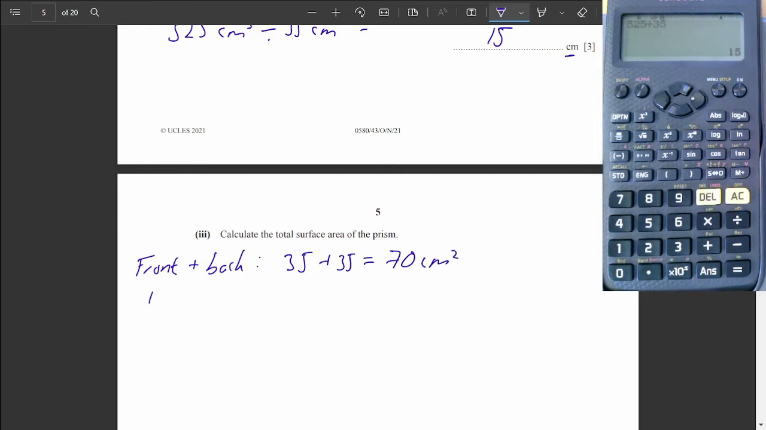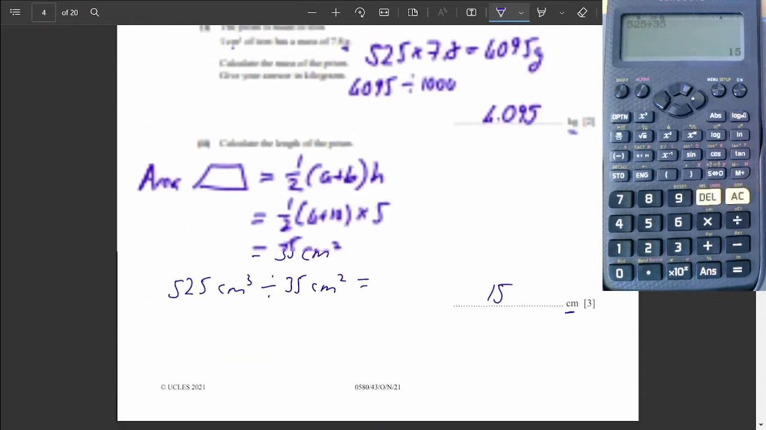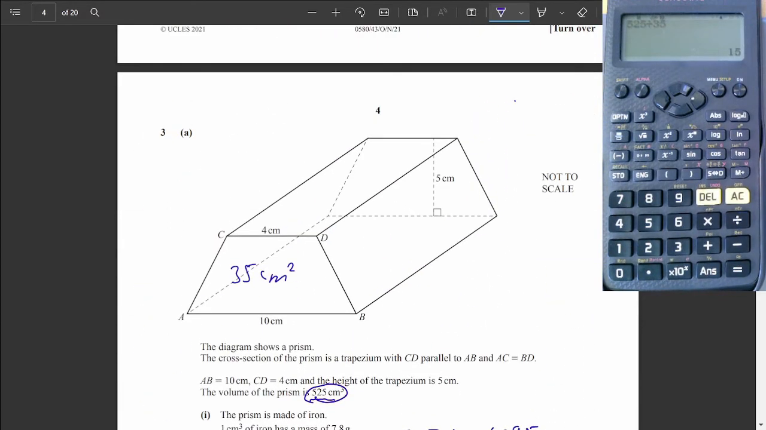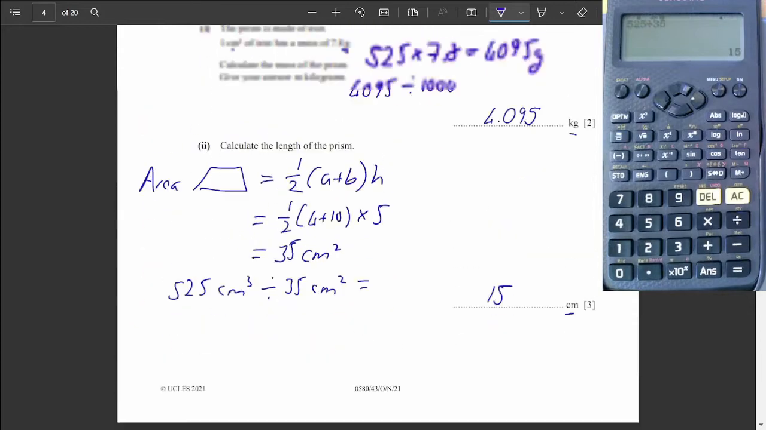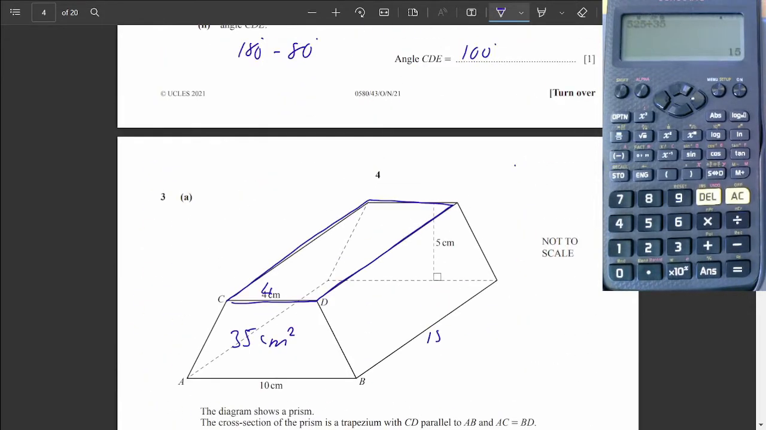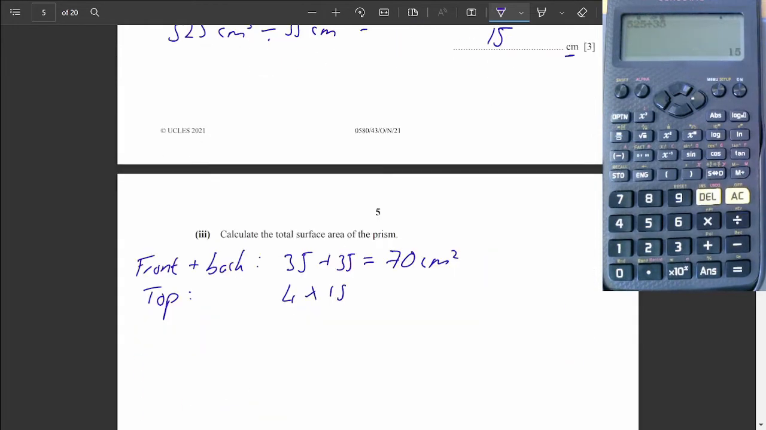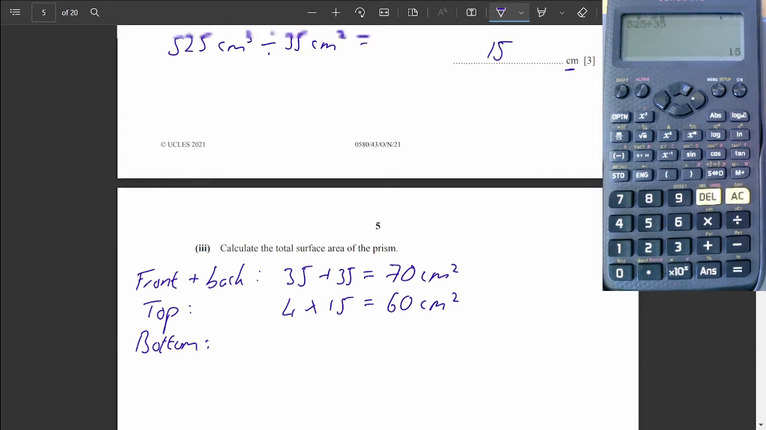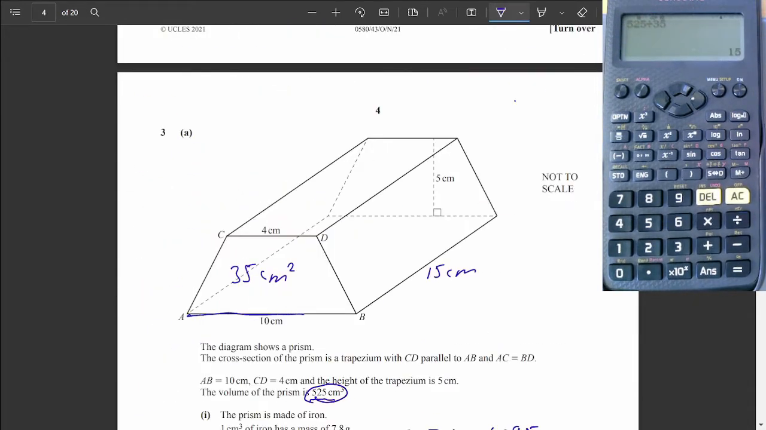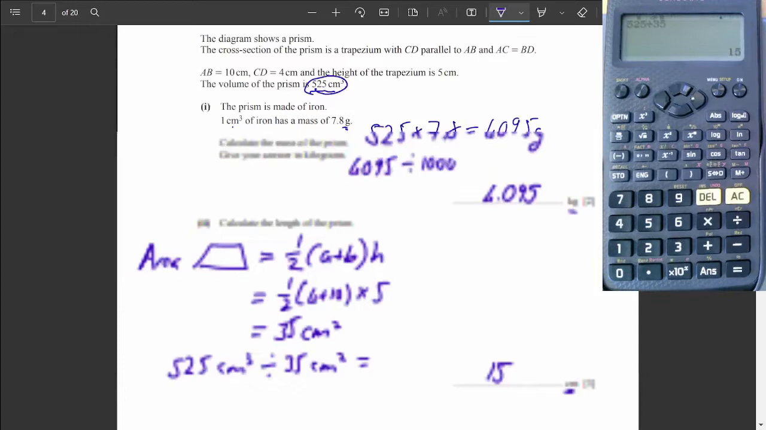All right, let's next do the top. The top face is this one over here. We have 4, and we worked out the length just now, which was 15. So remember, the length is 15 centimeters. So that will be 4 times 15, which will give us 60 centimeters squared. Now let's do the bottom, the base. So for the base, we have 10 centimeter width and the length 15. So all we need to do there is 10 times 15.